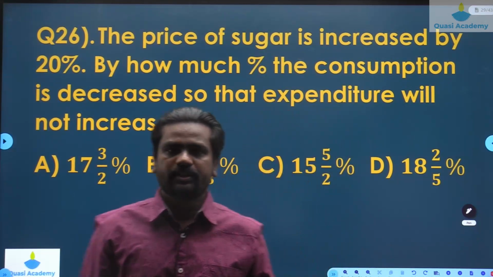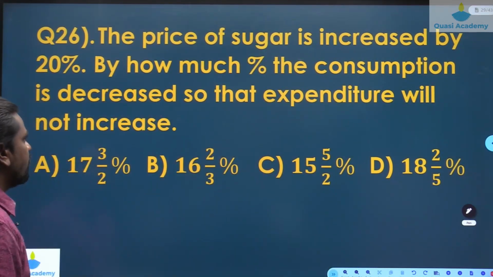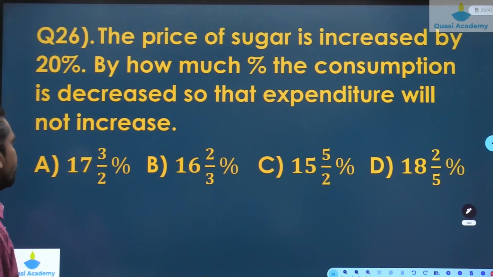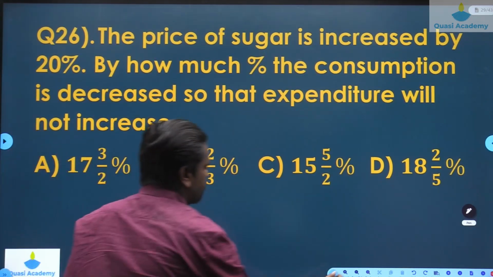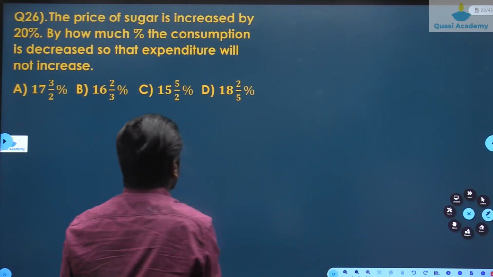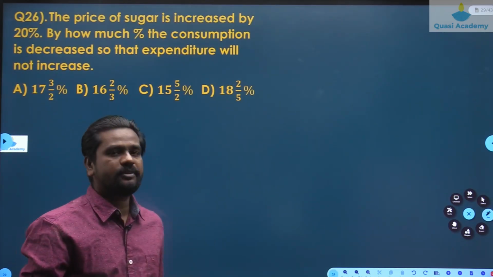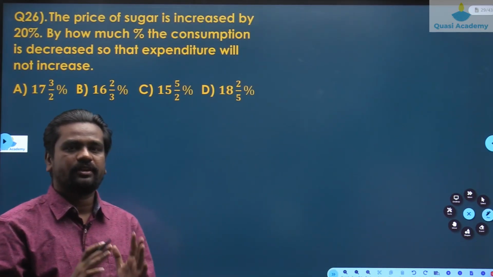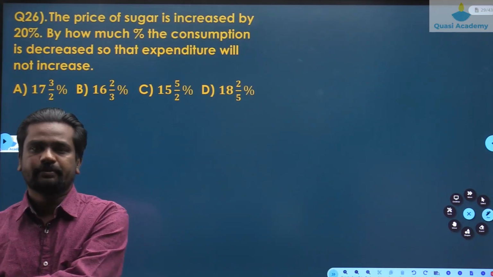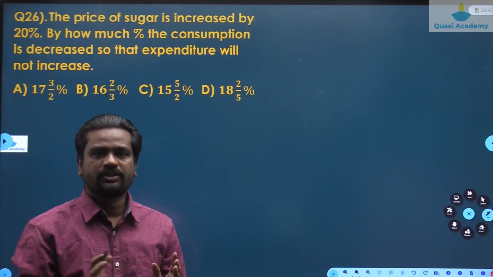See, in this question, the price of the sugar is increased by 20%. By how much percentage is the consumption decreased so that the expenditure will not increase? Okay. Here we know the relation between the price of the sugar, the consumption of the sugar, and the expenditure on the sugar. Okay, we know this basic relation.